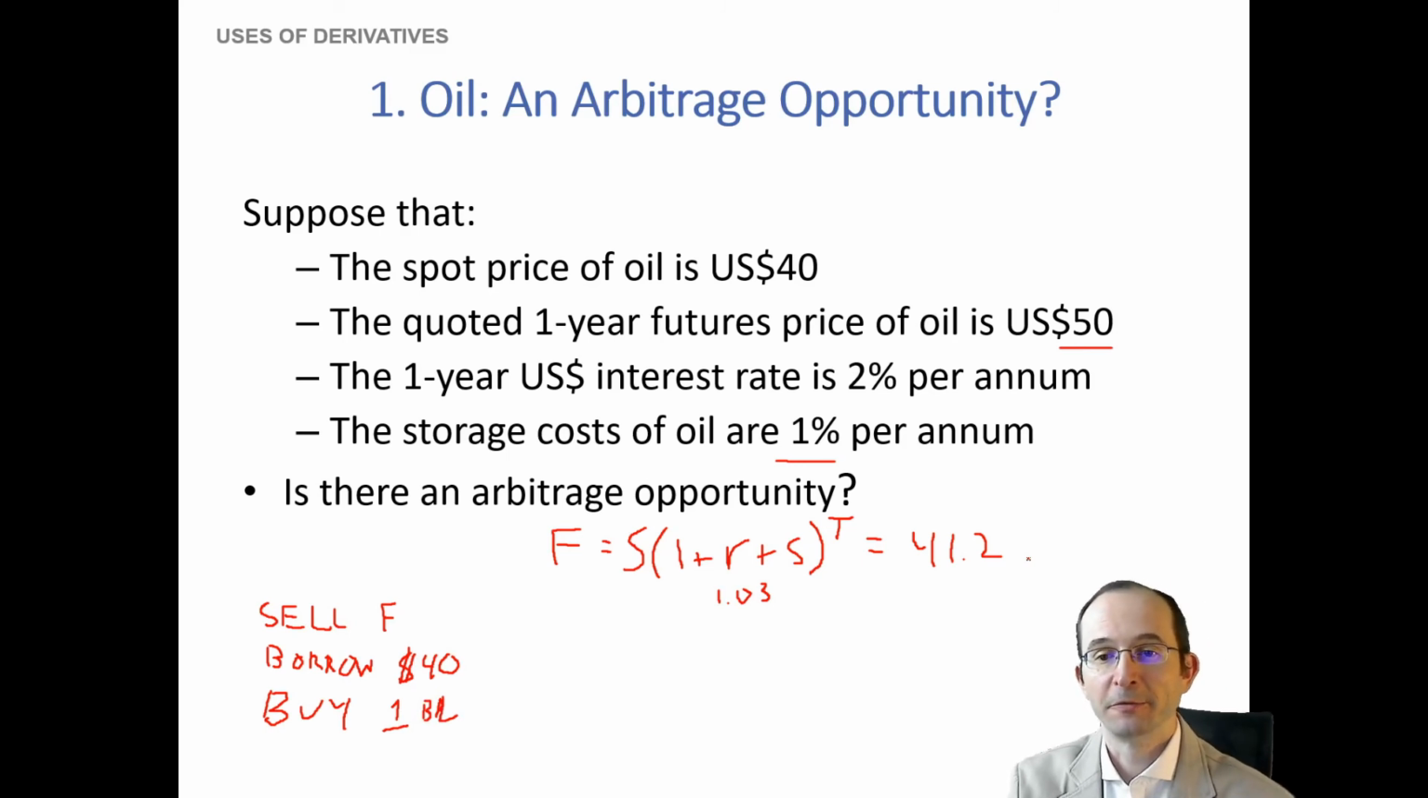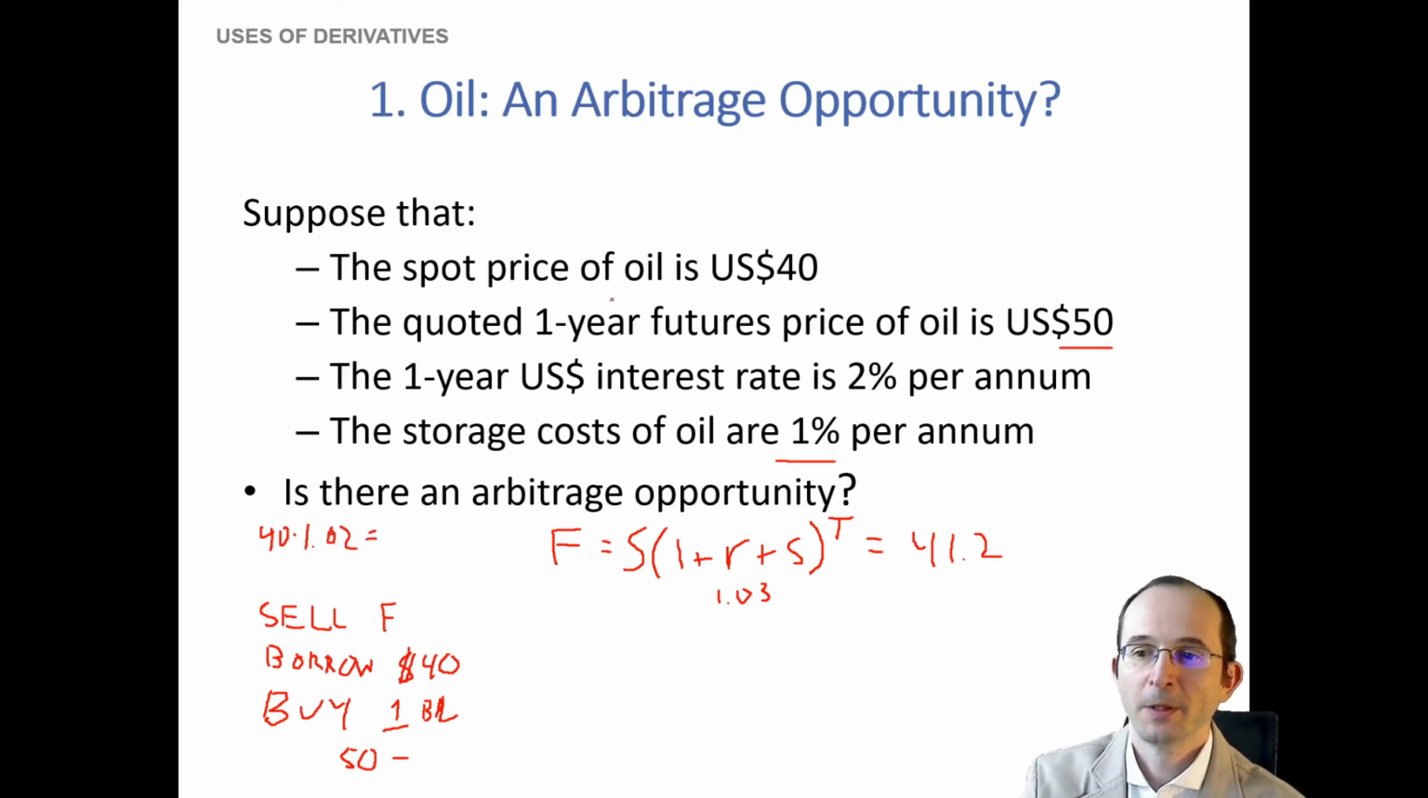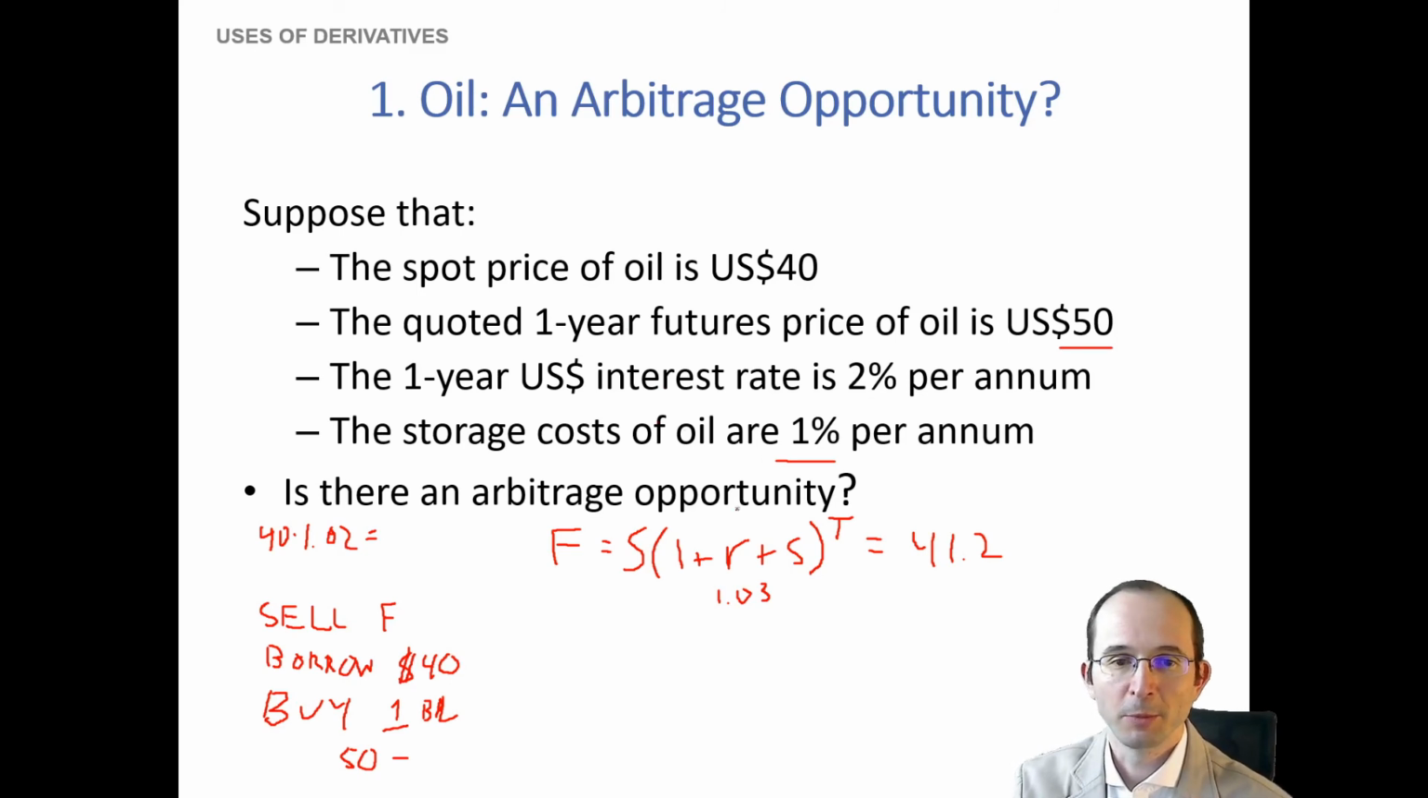Now we're going to hold on to that barrel for a year, and then we're going to sell it according to this futures contract, receiving $50 in exchange. What do we owe for the financing cost of having done so? We borrowed $40. We owe 2% interest on that. If you take 40 times 1.02, that is 40.8. That's the amount we're going to have to repay for the loan.